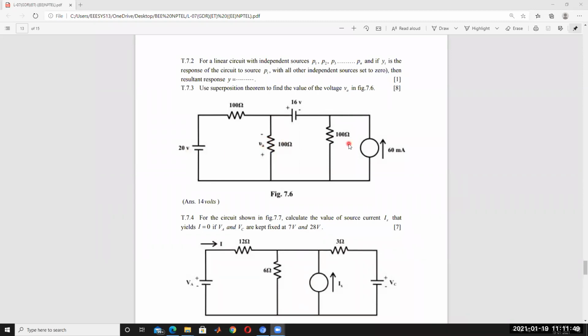volt source. Again, by activating this source and deactivating these sources, you will get some current. Otherwise, directly, if it is possible to find the voltage, that is called V2 because of 16 volts. V2 due to 16 volts. Again, by activating this source and deactivating the remaining sources, we will get some current here, and the current into the 100 ohm resistor is nothing but that voltage. Add all voltage sources, so we'll get 14 volts.